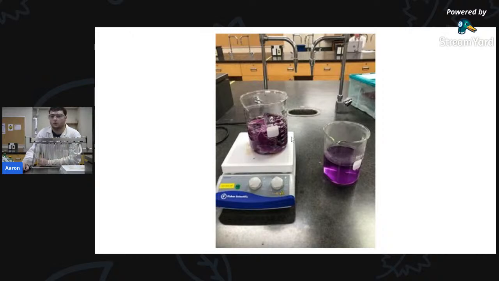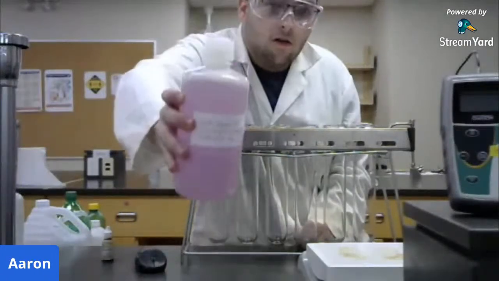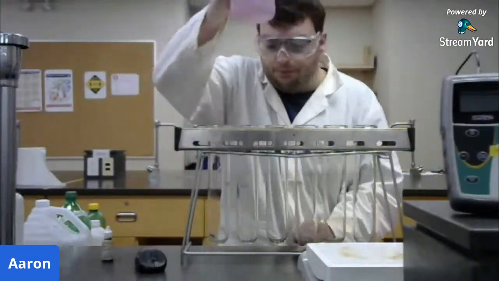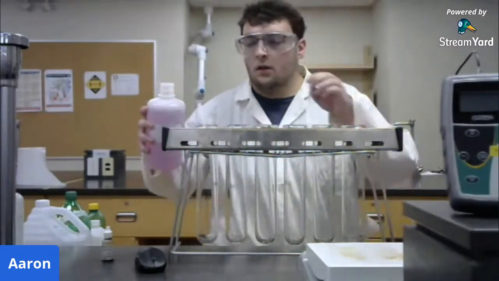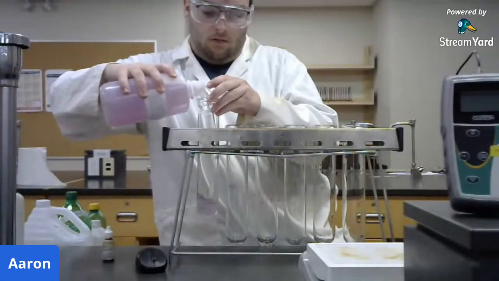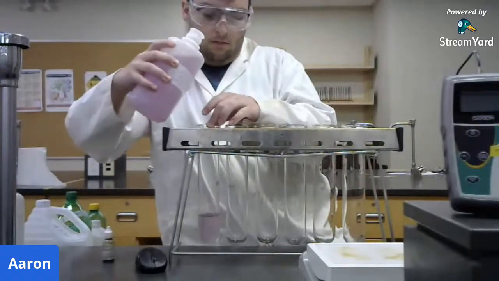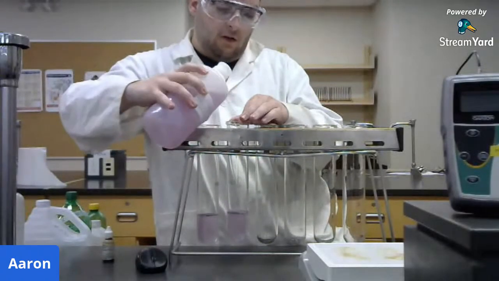As you can see, I've boiled it and I've taken that water off, and I've put it in a bottle. So I have the bottle here. As you can see, it's kind of a purple color. So we're just going to take some of that. We're going to add it to these test tubes. Just about the same amount in each.